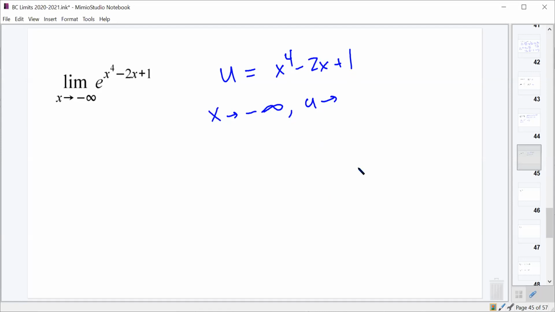As x is approaching negative infinity, u should approach infinity, because we're taking that negative infinity, and the largest degree we've got is to the 4th power, so the rest of this becomes insignificant, and a negative to the 4th becomes a positive. So this effectively is just the limit as u approaches infinity of e to the u, which should be infinity. Any questions on that? Everybody okay with that?